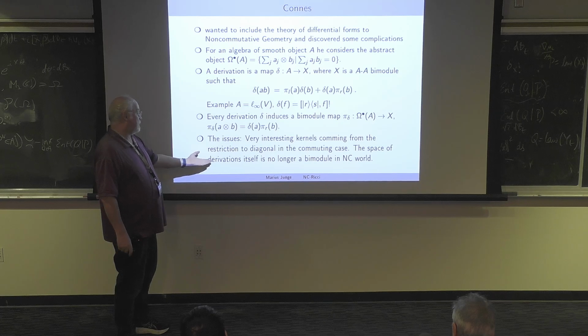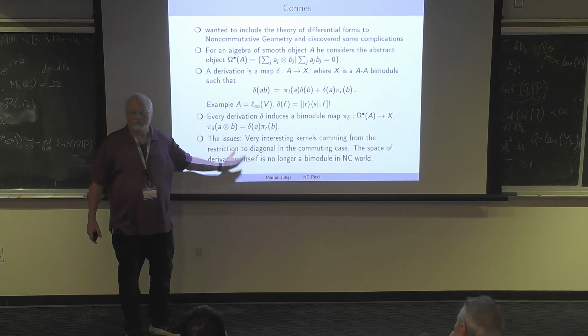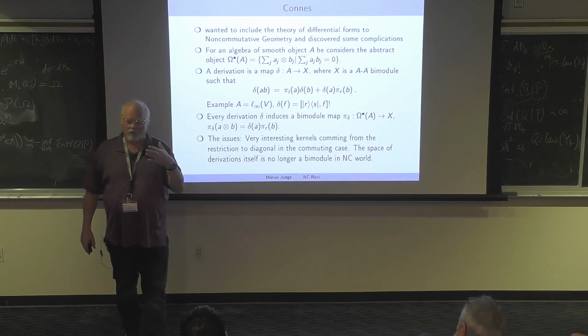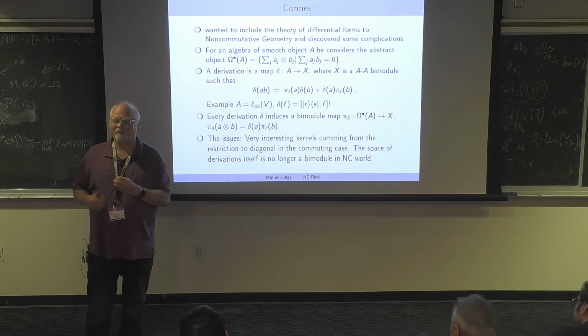Yes, and the space of derivations itself is no longer a bimodule. You cannot multiply an object with a derivation and get a derivation. Yeah? So why do you have this condition that the sum of A_j times B_j is 0? I feel like it comes from the augmentation. If you write it in the group case, this corresponds to looking at the kernel of the augmentation map. So this is part of the resolution for the bar complex.